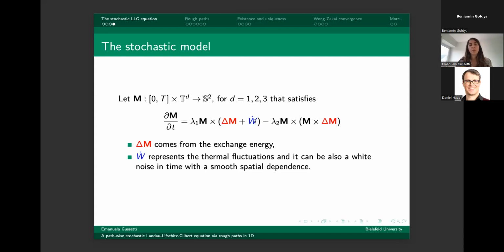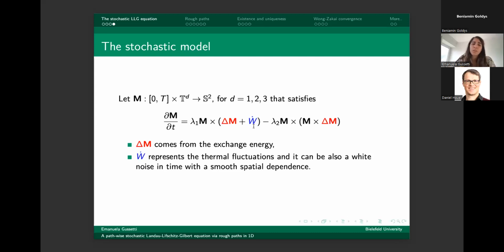Thermal fluctuations are very important in the field of magnetization, and therefore it's necessary to see how they interact with the equation. And in physics, they include space-time white noise. So this equation is no more phenomenological, but it's validated by experiment, and it's meaningful to put here multiplicative noise of this form.